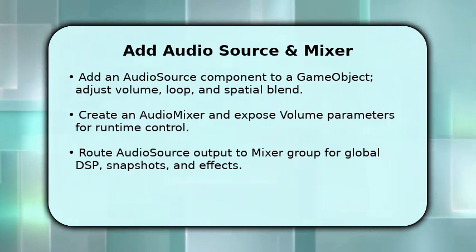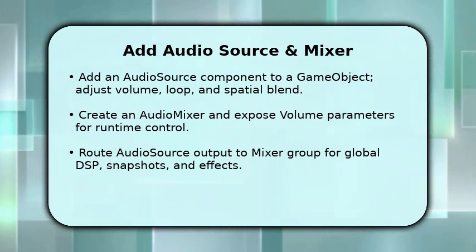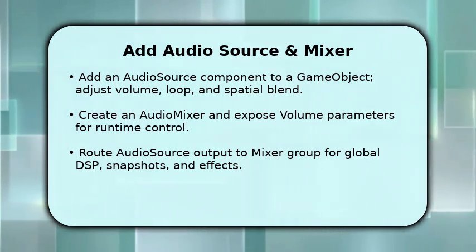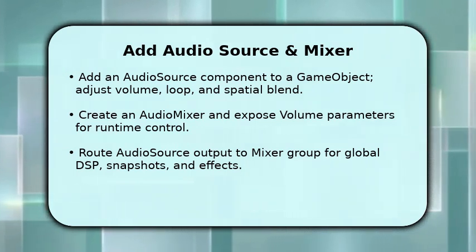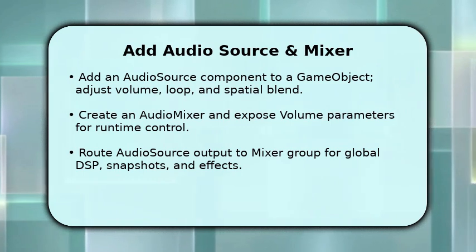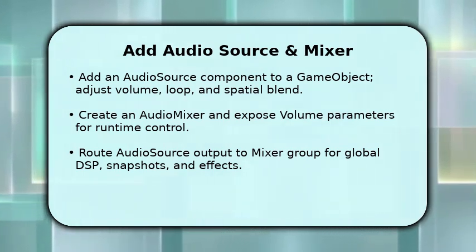Next, create an audio mixer, make a master and music group, and route the audio source output to that music group. Expose the volume parameter from the mixer so you can change levels via script or UI sliders. This setup gives you central control and effects like reverb or low pass.